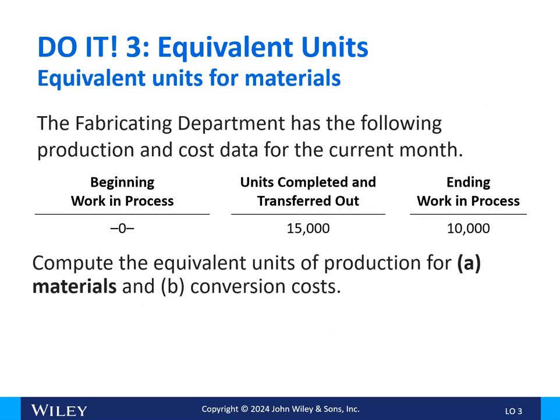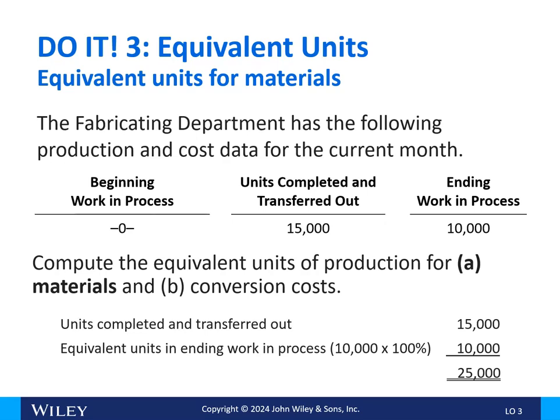So first we'll look at materials. We start with our units completed and transferred out, 15,000. And then we look at our equivalent units of ending work in process, 10,000 units. Since the materials are put in at the beginning of the process, we say they're 100% complete. So we take all 10,000 units, so 25,000 equivalent units for materials.